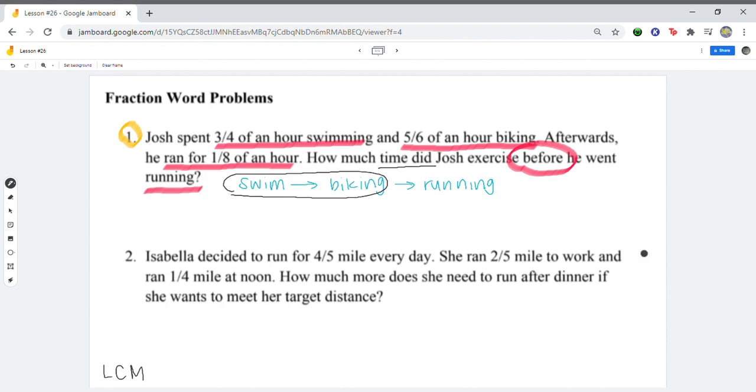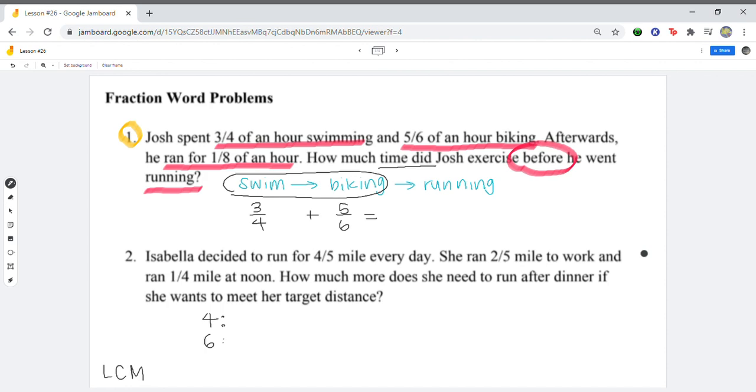So what we need to do is add the time he spent on both. Swimming, he spent 3/4 of an hour. Biking, he spent 5/6 of an hour. So we're going to add these two together to find out the total time he spent before he went running. In order to add fractions, you're going to need a common denominator. Over here, 4 and 6 are not common denominators. So in order to set up a common denominator, we're going to find the LCM of 4 and 6, which stands for least common multiple.